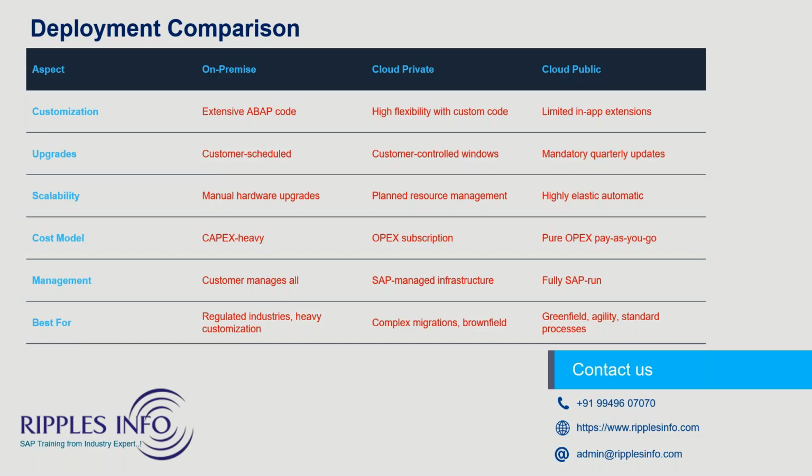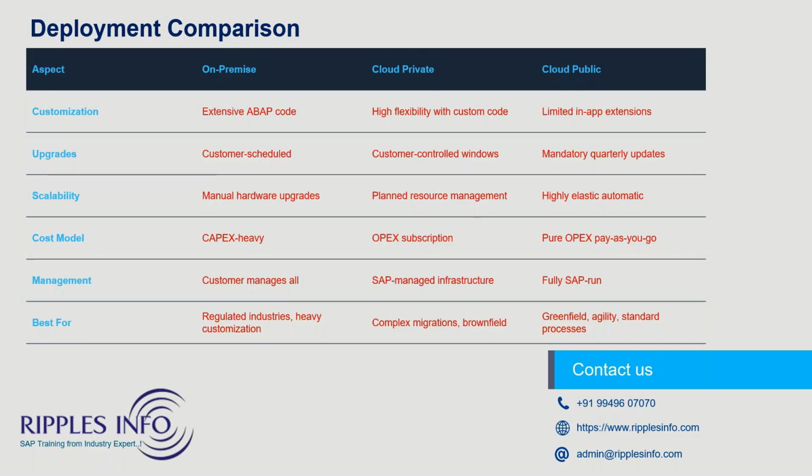But those customers who want the highest customization or more flexibility in the business processes can go with either on-premise or Cloud Private Edition. But let us say, for example, there is a new customer who wants to go with a greenfield implementation. Any of these they can opt for.